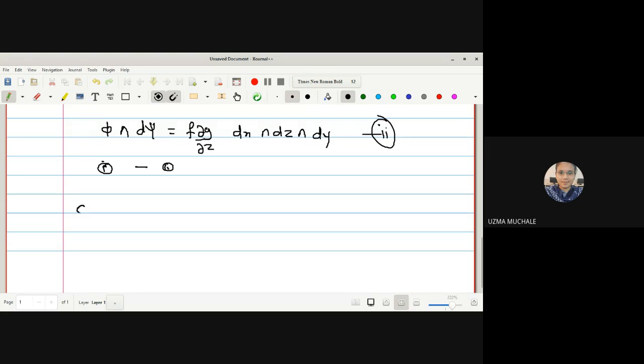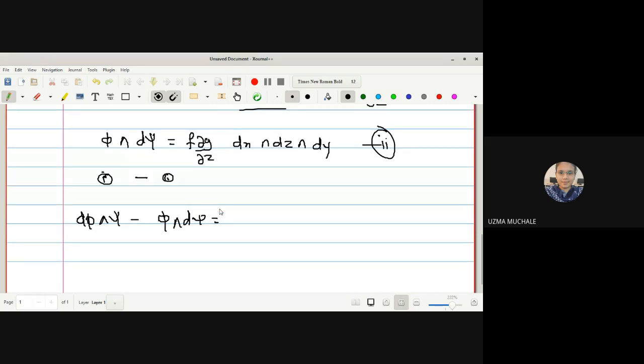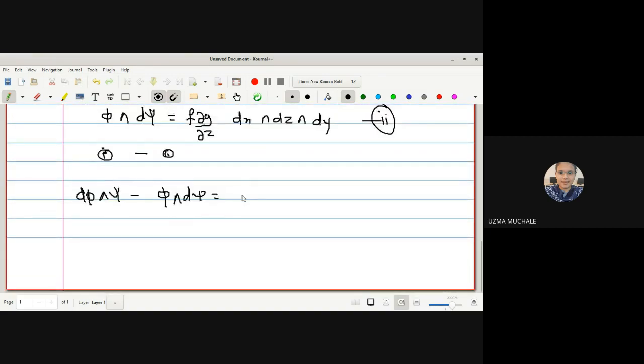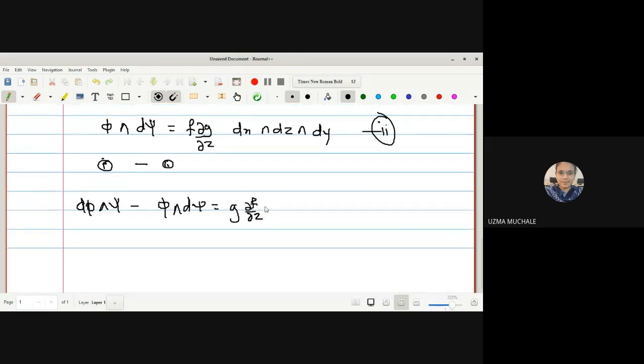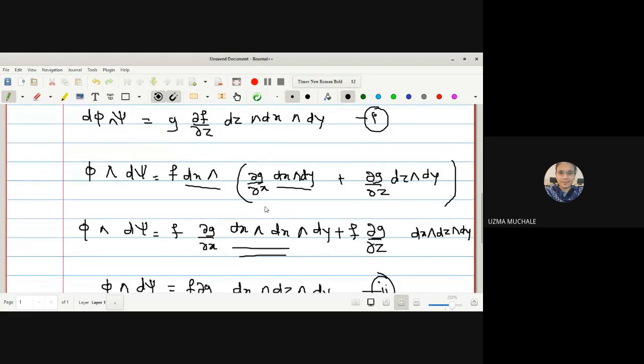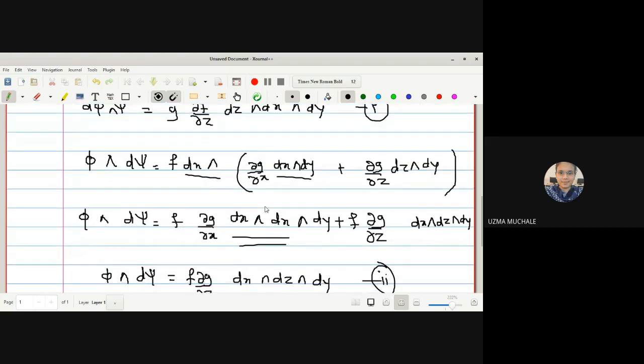Firstly d phi wedge product with psi minus phi wedge d psi. Now we have both the equations. What is the first equation? G dou f by dou z, G dou f by dou z. And what are the products here? Dz wedge product with dx wedge product with dy. Now you can see both the equations here.